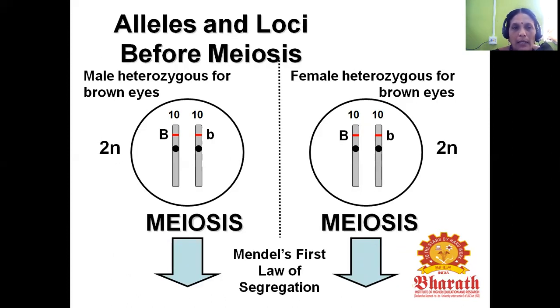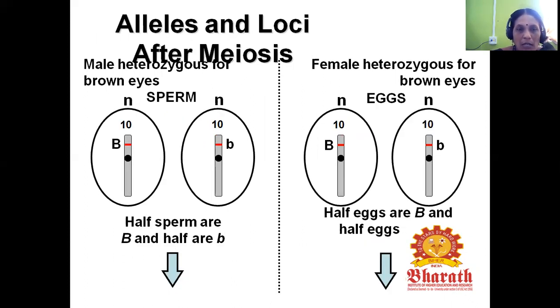First, you have the alleles and loci before meiosis. You take a male heterozygous for brown eyes and a female heterozygous for brown eyes. After meiosis, that shows Mendel's first law of segregation. Then alleles and loci after meiosis produce sperm and eggs. In the male, half the sperm are capital B and half are small b. In the female heterozygous for brown eyes, half the eggs are capital B and half are small b.